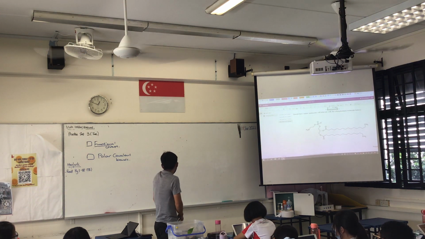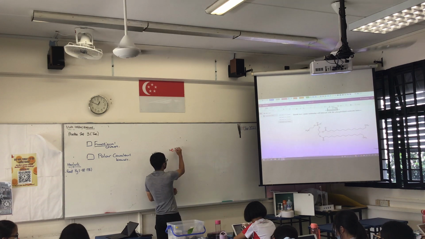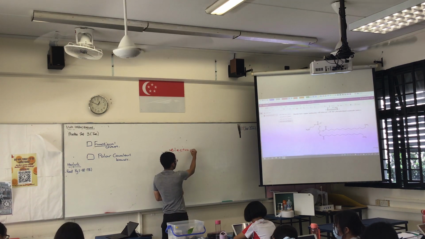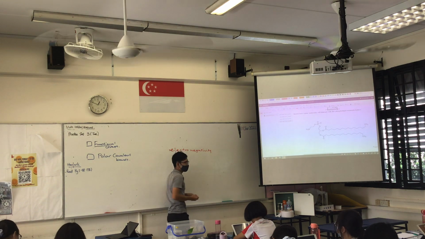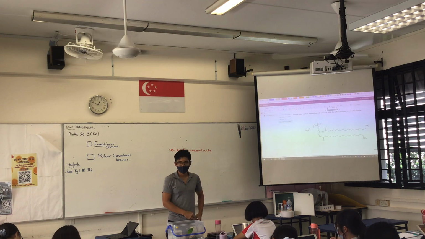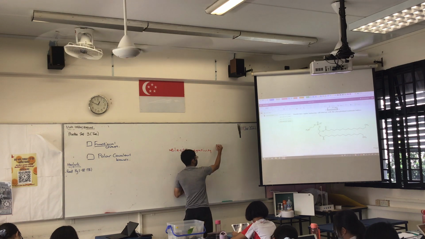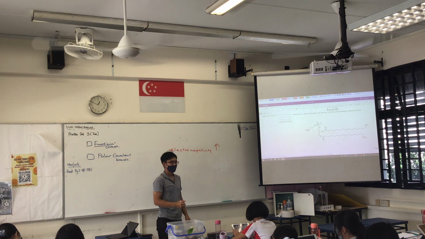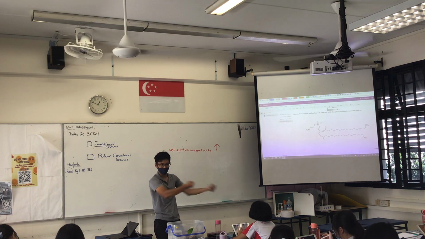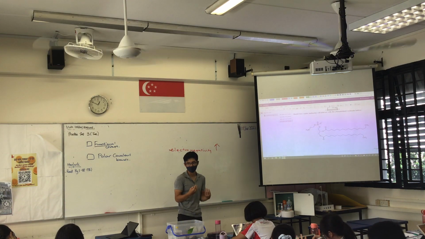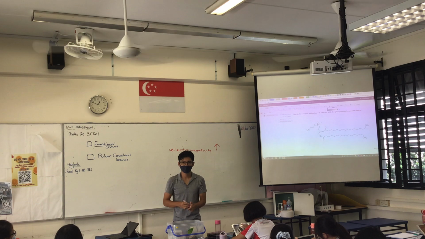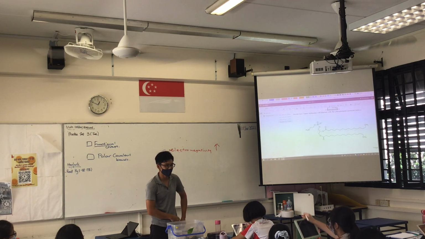Okay, so that's one new word I'd like to introduce to you. The word is electronegativity. The higher the electronegativity, the more it will attract electrons towards itself. The lower it is, the less it will attract electrons to itself. Okay, that's the first key idea I'd like to bring across.